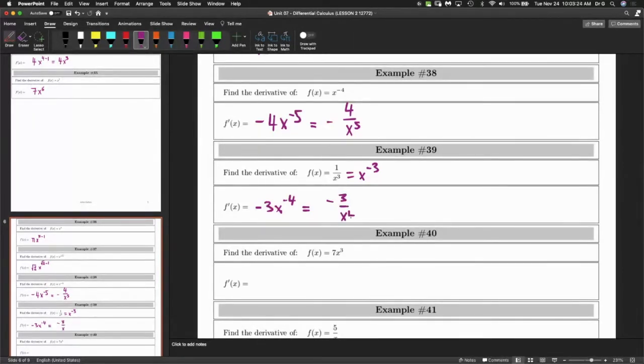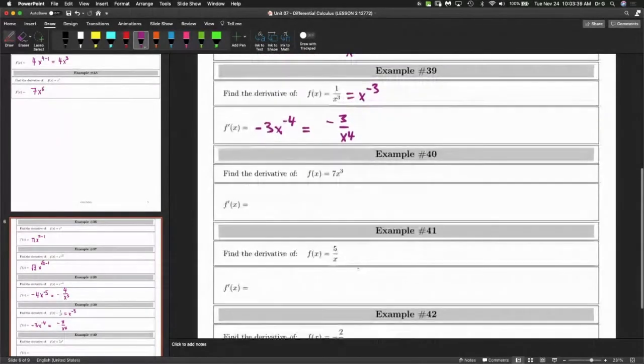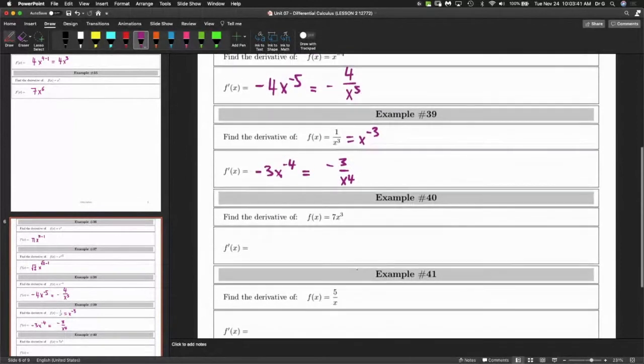It's up to you to remember positive exponents. I'm not going to explicitly tell you this because, as you can remember, I was very strict about positive exponents up to this point, and nothing's changing. Now, question 40. Why negative 4? Because you're taking away 1. So when you do the rule, it's n minus 1, so it's minus 3 minus 1.